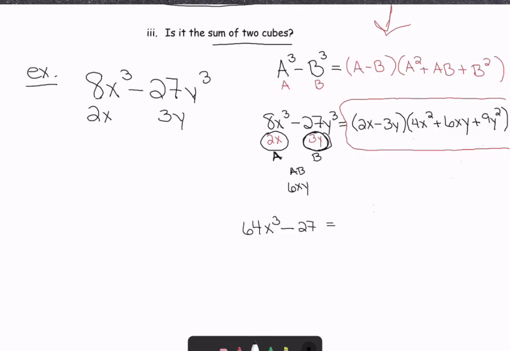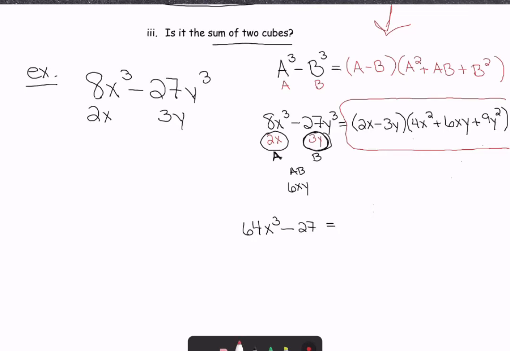So, first step is to see if there's a GCF. And there's no GCF that I see. 3, no. 9, no. 8, nope. 2, nope. So, there's no GCF. And then I see if I can take the square root. I can take the square root of this first term, but I can't take the square root of the x because it's to the third power. So that tells me I can't do square root. It's not the difference of squares. This is the difference of cubes. So you have to take the cube root.